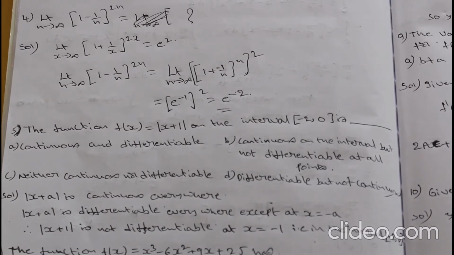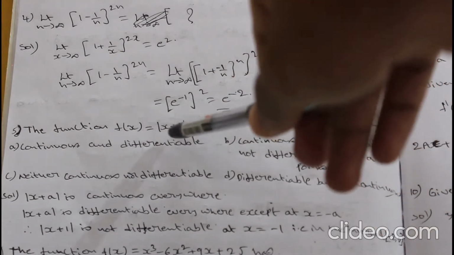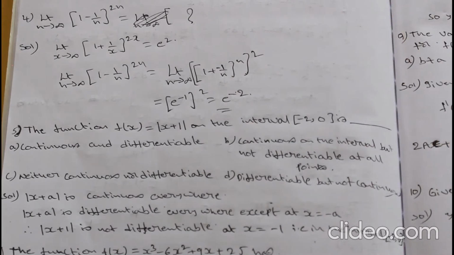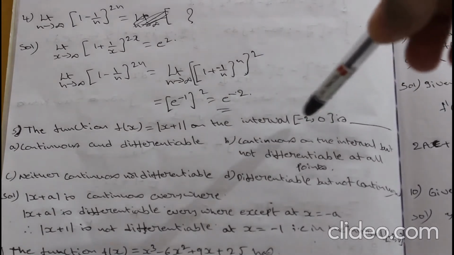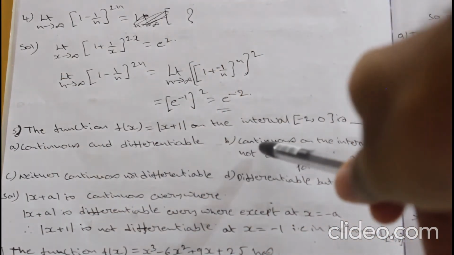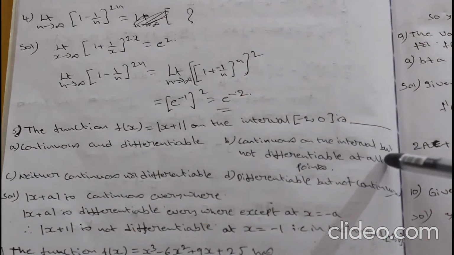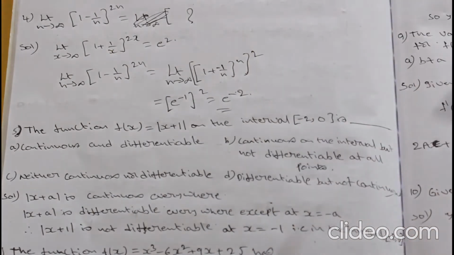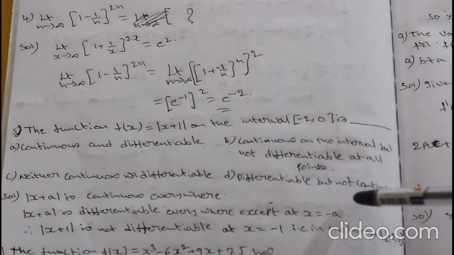Now look at question number 5. The function f of x is equal to modulus of x plus 1 on the interval minus 2 to 0. The function is given as modulus of x plus 1 on the interval minus 2 comma 0. Look at the options. Is it continuous and differentiable? Continuous on the interval but not differentiable at all points. Next option, neither continuous nor differentiable. Option D, differentiable but not continuous.